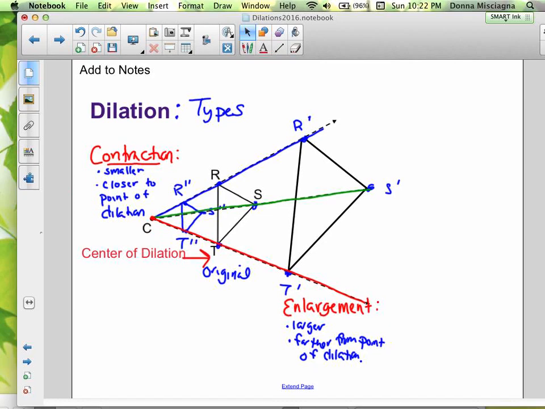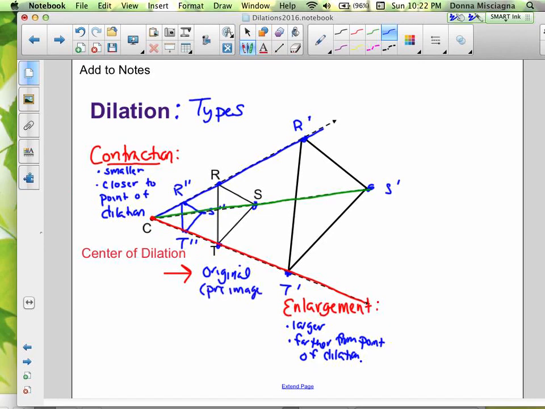RST is the original. That's the pre-image. I'll write pre-image underneath that. Your contraction, R double prime, S double prime, T double prime, is going to be, notice, closer to the point of dilation. Your center of dilation here is C. You can call it point of dilation, center of dilation, same thing. If a dilation is an enlargement, the figure is going to be larger, and the points are going to be farther away from the point of dilation.